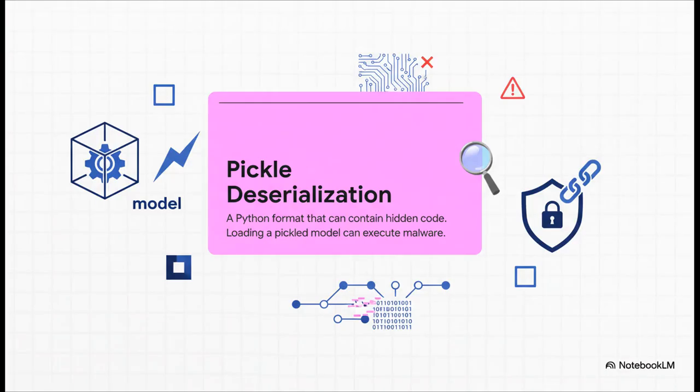So let's make this threat really concrete. The number one technical vulnerability you need to know about is called Pickle deserialization. Now, Pickle is a super common format for saving Python objects, and that includes AI models. But here's the kicker: it was never, ever designed to be secure. An attacker can craft a malicious model file that, the very moment you load it, executes any code they want on your machine. And just like that, your model isn't just a model anymore. It's a Trojan horse. It's a malware delivery system.